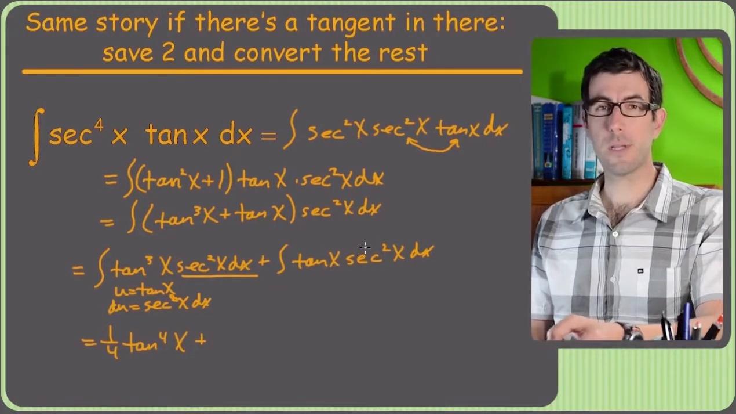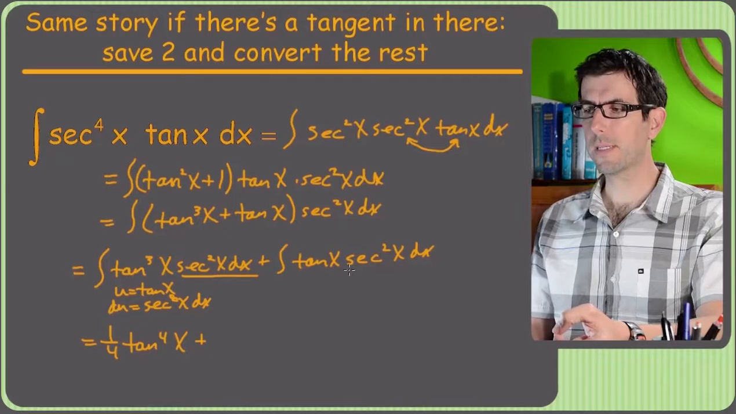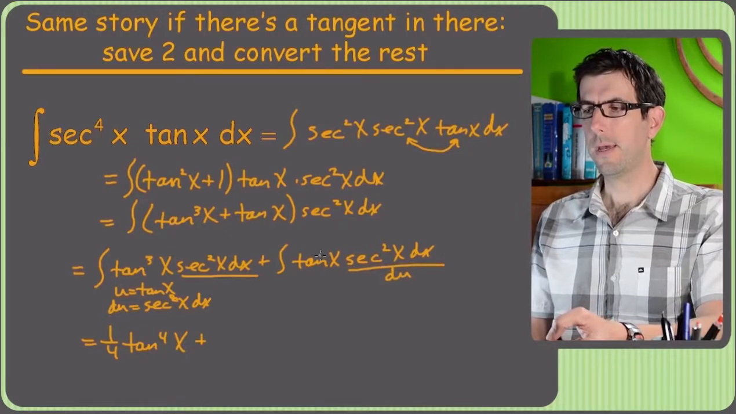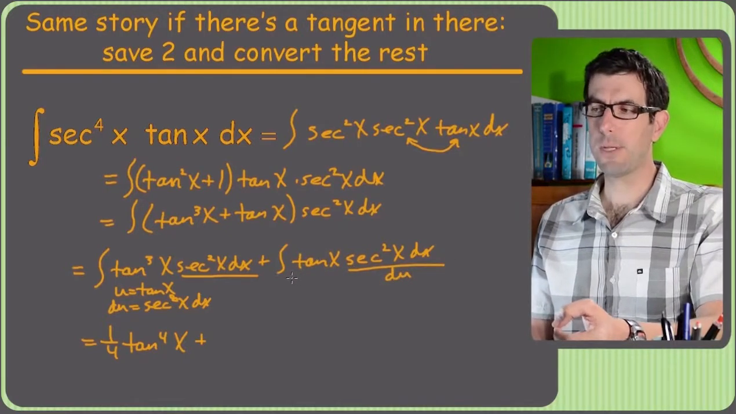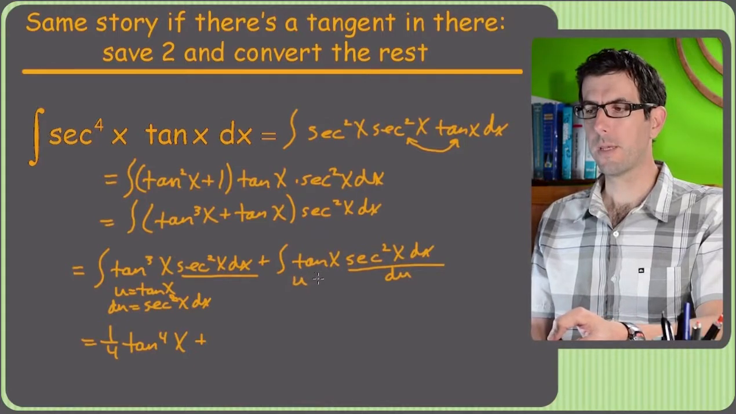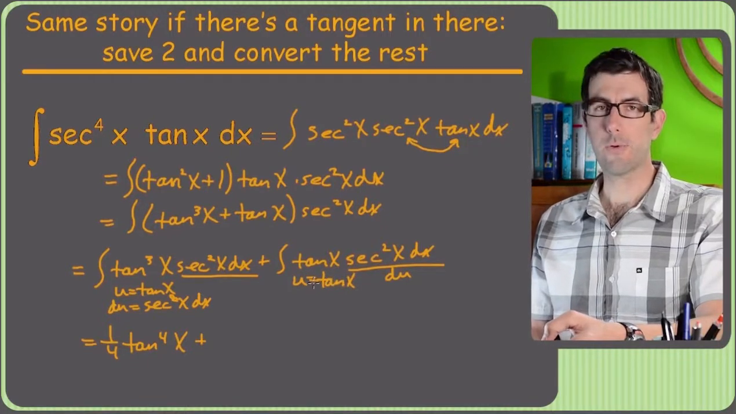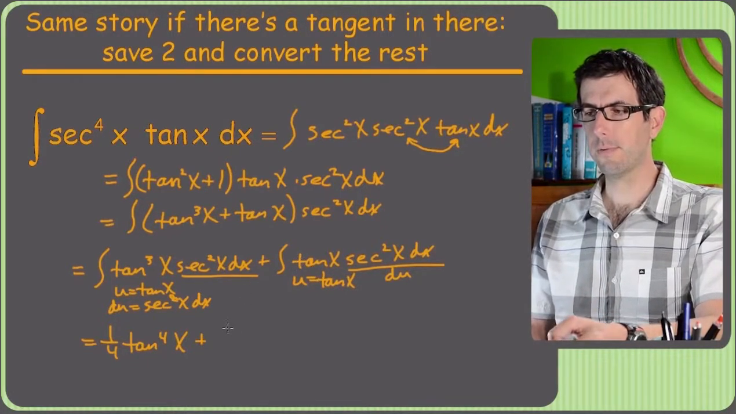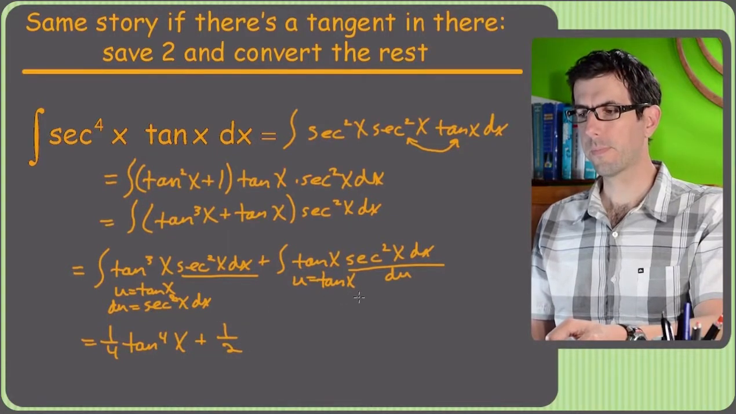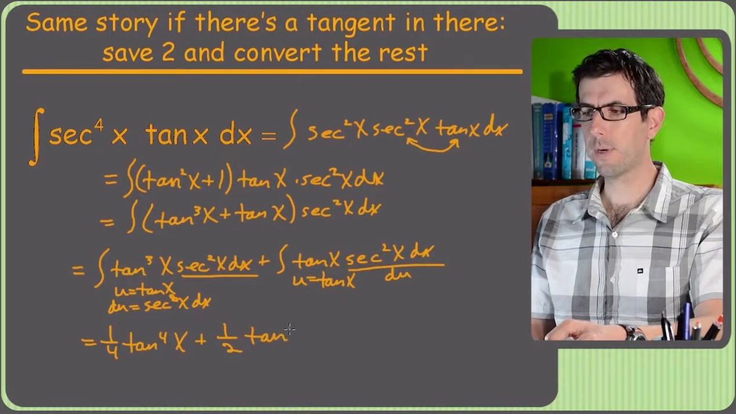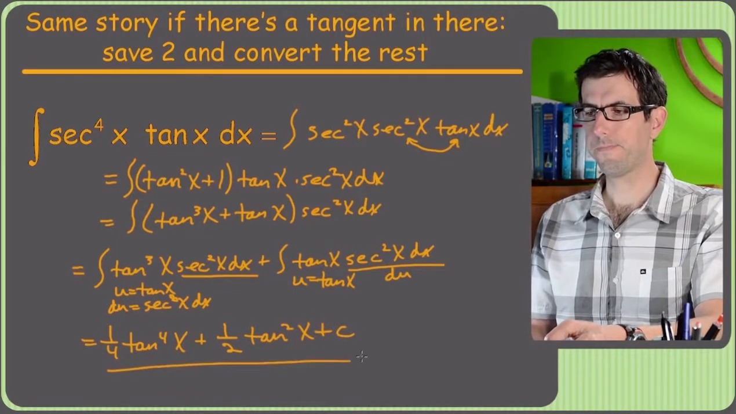The second one doesn't look as much like a power rule because remember the secant squared is part of your du. But that actually is a power rule. I can just say, hey, I'm gonna say this is u to the first, so u equals tan x, and the integral of u is just 1/2 u squared. So 1/2 tan squared x plus c.